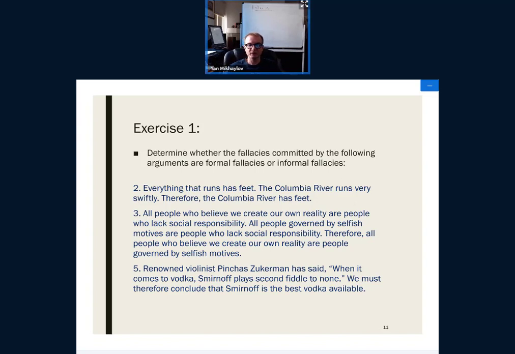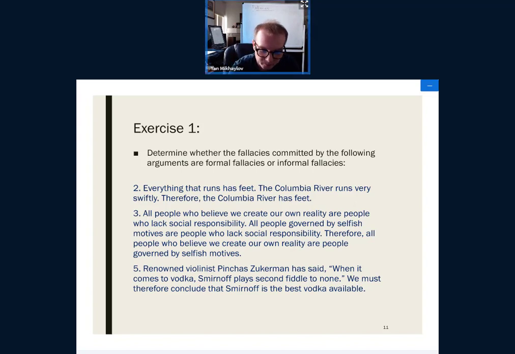The first one, everything that runs has feet. Columbia River runs very swiftly. Therefore, Columbia River has feet. Why would it be a formal fallacy? What is the form of this argument? It doesn't even have a form, does it? There's no particular form here. If you think it is a form, then you are mistaken. However, there is an informal fallacy.